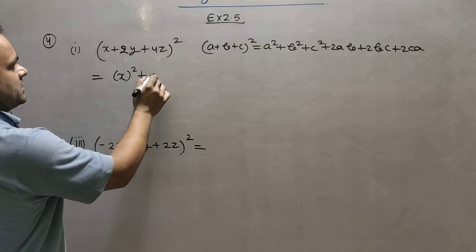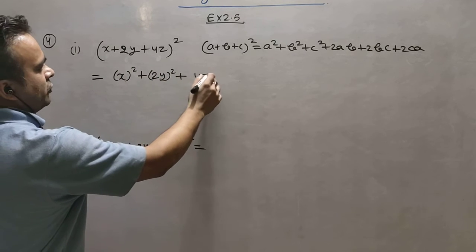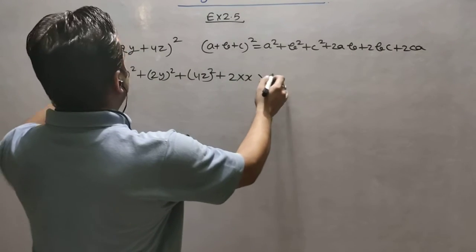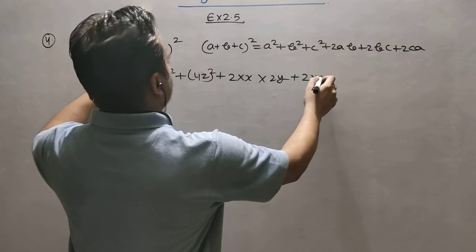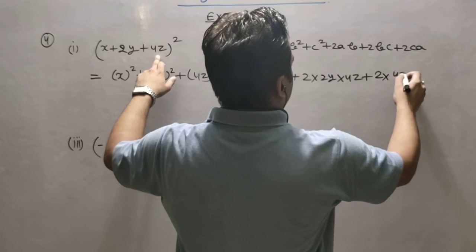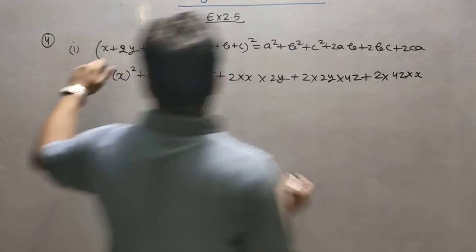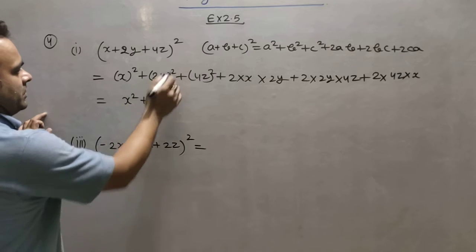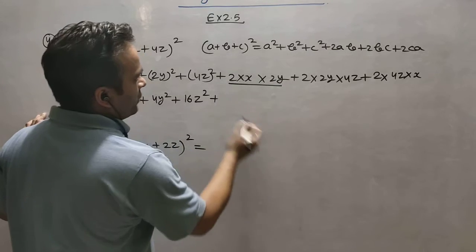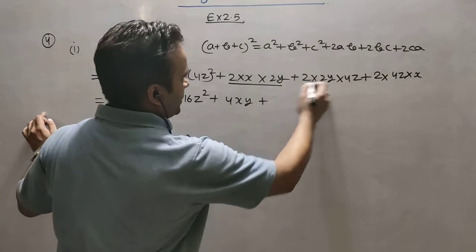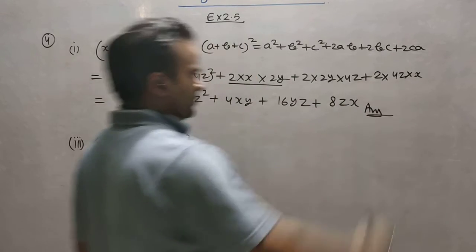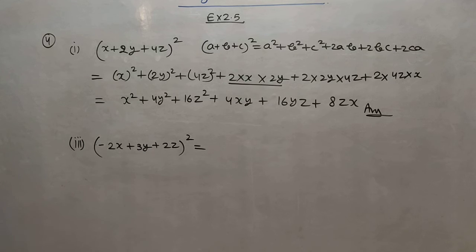So x² + (2y)² + (4z)² + 2 into, what is a here? You will see that x into b, which is 2y, plus 2 into, what is b again? 2y. What is c? 4z, plus 2 into, and you can see there c is 4z and this is x. Now it is x², and what is it? 4y². It is 16z², and what is the product of this? 4xy plus product of this 16yz plus 8zx. It is very easy. Only you have to put the value in the identity.